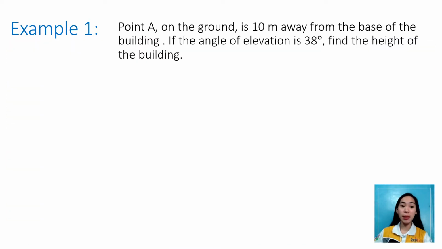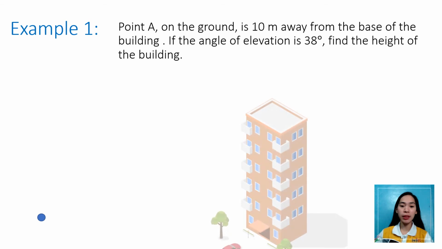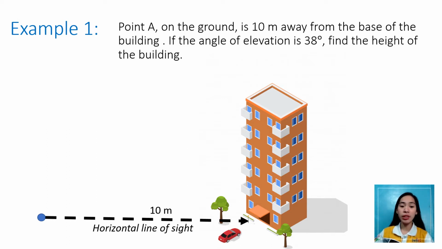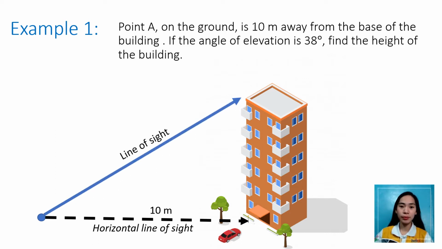Okay, let's have this example number 1. Point A on the ground is 10 meters away from the base of the building. So we have the point A and the building. It is 10 meters away. So 10 meters would be our horizontal line of sight. The line of sight would be from the point A to the top of the building. After that, we will produce an angle of elevation that measures 38 degrees.